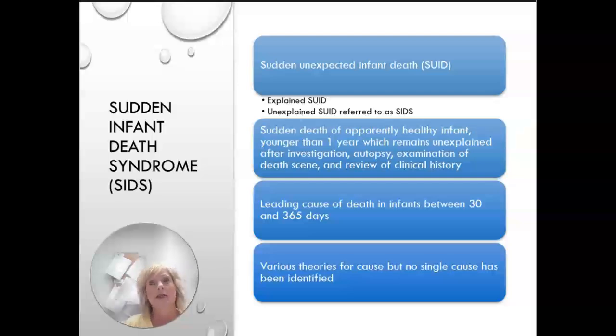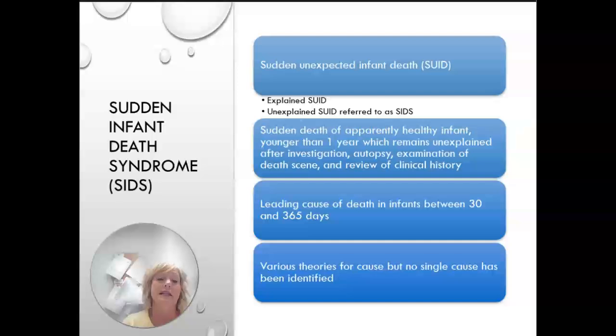SIDS. SIDS is another one that we have to think about. We call it sudden unexplained infant death. Now it's called SUID. We still call it SIDS a lot. But it's an unexplained death. So we don't really know what causes these things, but usually these babies are relatively healthy, and they're usually younger than a year. And a lot of times they will do an autopsy and they can't really find anything wrong with them, and they will just say that it was sudden infant death syndrome, or they'll say something like that.